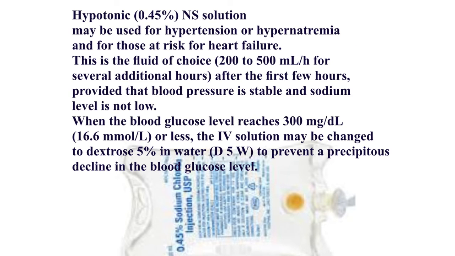Hypotonic, 0.45% NS solution may be used for hypertension or hypernatremia and for those at risk for heart failure. This is the fluid of choice. 200 to 500 milliliters per hour for several additional hours after the first few hours, provided that blood pressure is stable and sodium level is not low.